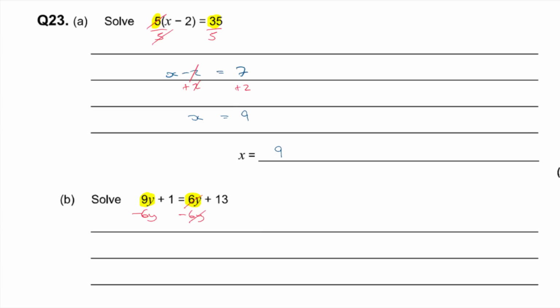9y, take away 6y. That leaves me with 3y. So I've got 3y plus 1 is equal to 13. Okay, so now doing BIDMAS backwards, what I've got, I'm multiplying by 3, and then I'm adding 1. So going backwards through that, I'm going to deal with the plus 1 first. The opposite of adding 1 is taking 1 away. So they'll cancel, leave me with 3y, and then 13 minus 1 is 12. And then going to divide both sides by 3, leaving me with y on the left and 4 on the right.